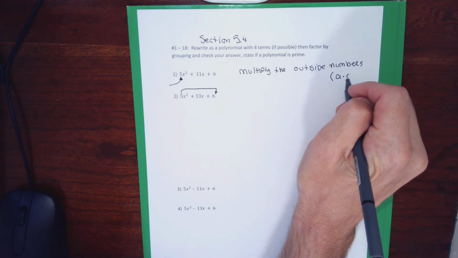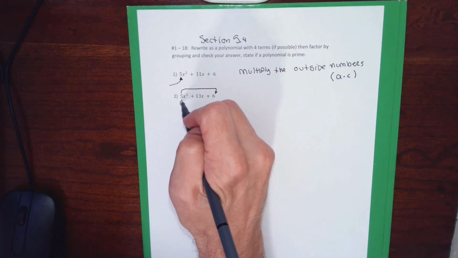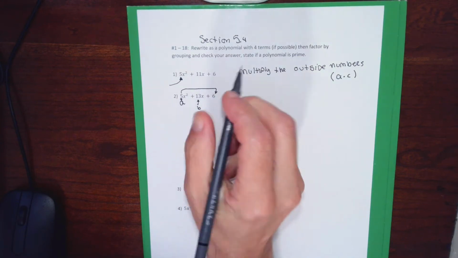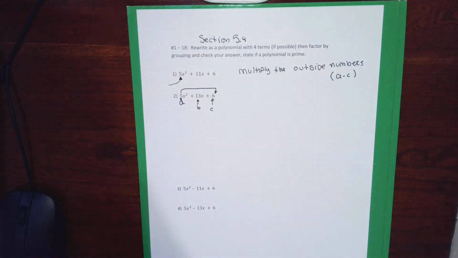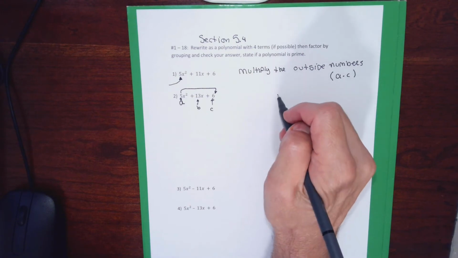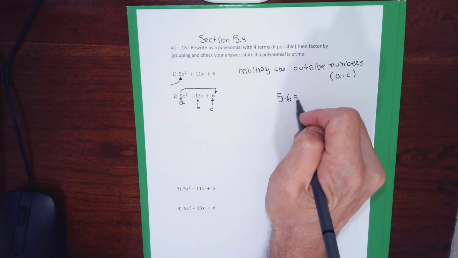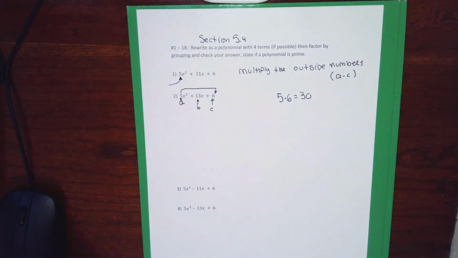These are numbers. A is the coefficient of the squared term. B is the coefficient of the first power term. And C is the constant. I'm going to multiply the A and the C, or the outside numbers, without the x's. That's the number I'm going to use with my template.